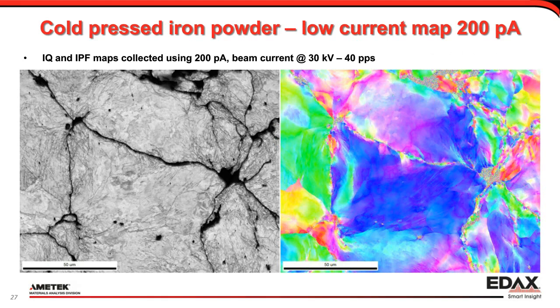So in this case, there's a map collected at 200 picoamp of current, which is a bit less than what we would normally do. And if you look here on the map on the left, the grayscale IQ map, you see that it's nicely sharp, and you get really nice orientation contrast and substructure in there. That's also reflected in the IPF map here on the right, where you can see the individual fields, small variations in orientation.